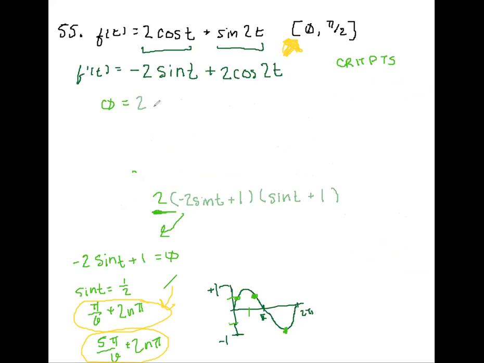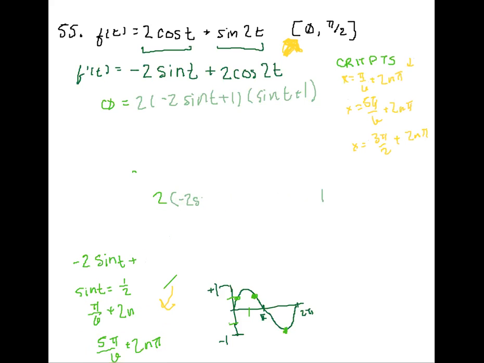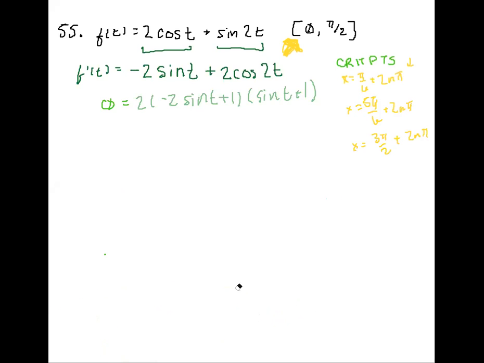So this is going to be 2 times -2 sine t plus 1 times sine t plus 1. Our critical points are going to be x is equal to pi over 6 plus 2n pi. This basically means it's going to repeat every 2 pi. Our critical points are 5 pi over 6 plus 2n pi and 3 pi over 2 plus 2n pi. And of these, we only care about the one that is within our interval. So I'm going to ignore the other 2 for now.